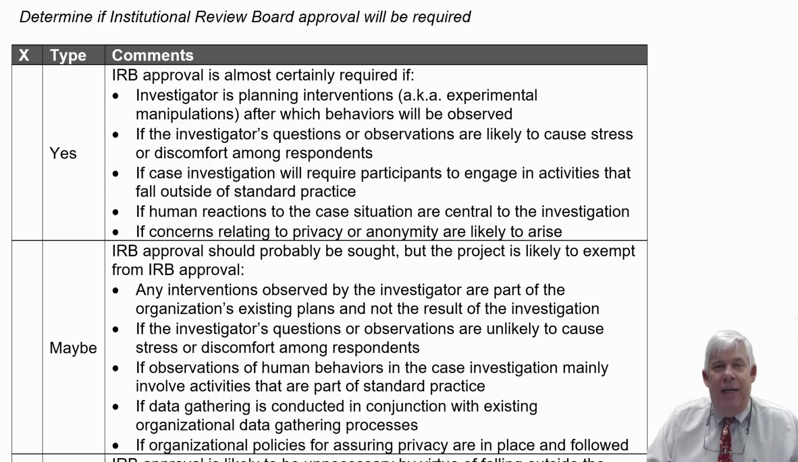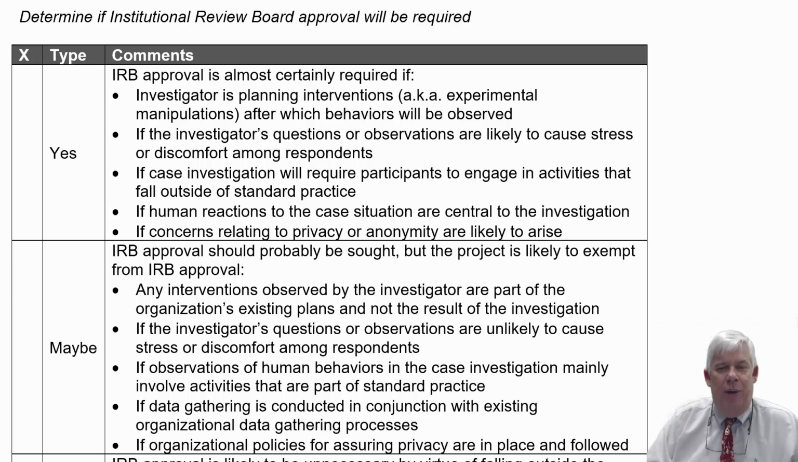If you're gathering data in accordance with normal organizational data gathering procedures, so if the organization, for example, routinely surveys its employees and the questions change from survey to survey, if you wanted to add a few of your own questions to that survey, chances are the IRB would not need to approve that, or oversee it, but they might want to make sure that the questions you're asking are not ones that are likely to cause distress.